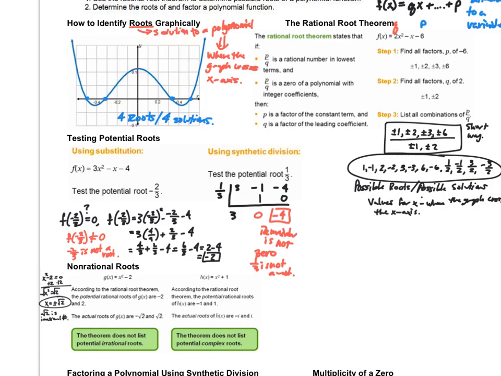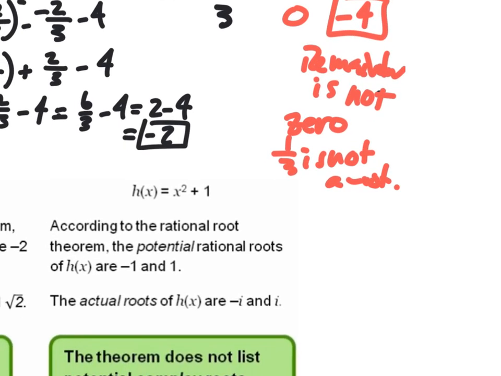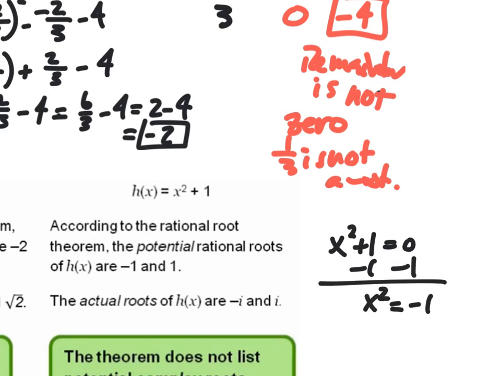Let's take a look at another solution set. If I take this graph here and set this one equal to 0, x squared plus 1 equals 0, and I subtract 1 from both sides, then I get that x squared is equal to -1, which kind of gives us a little bit of a problem here.